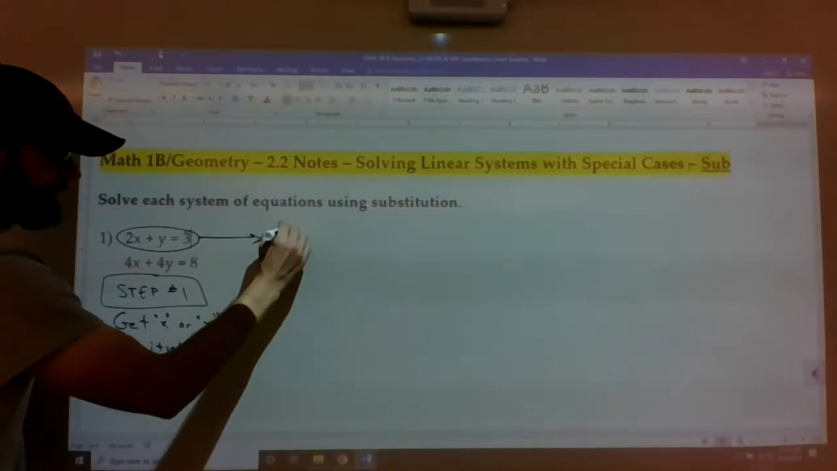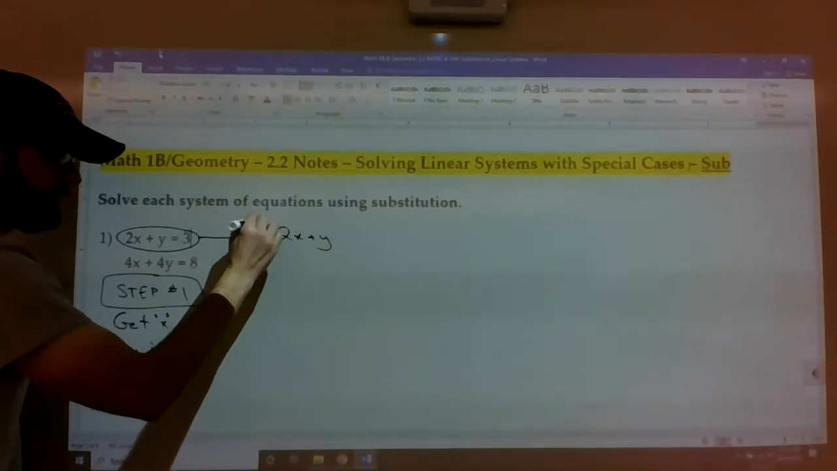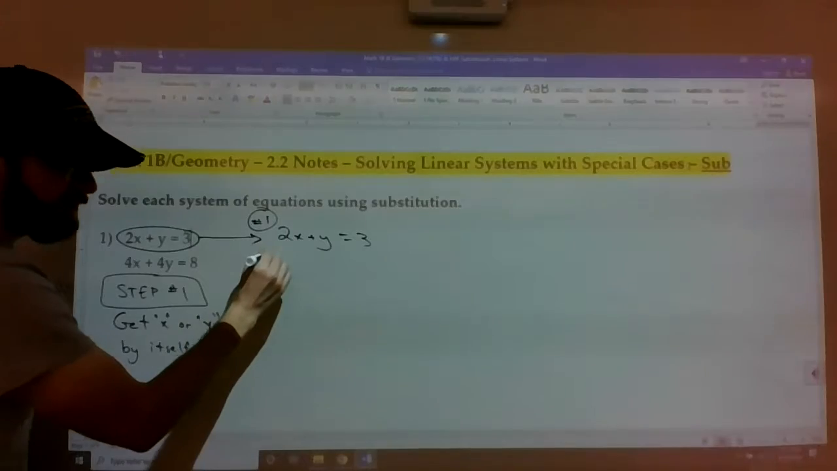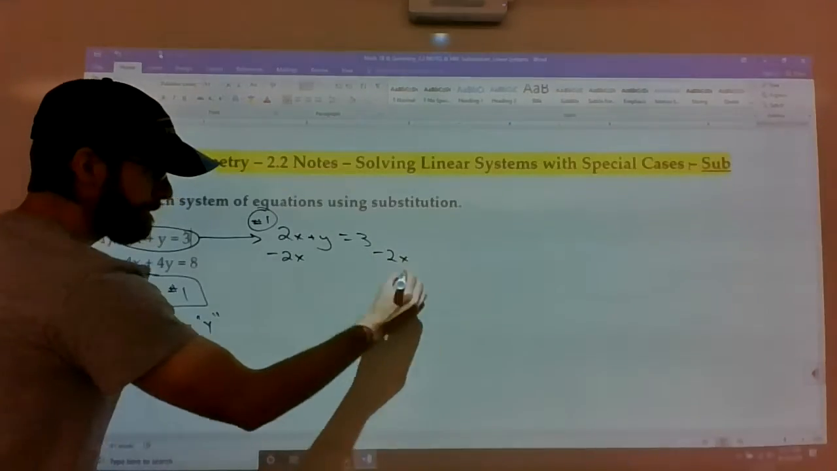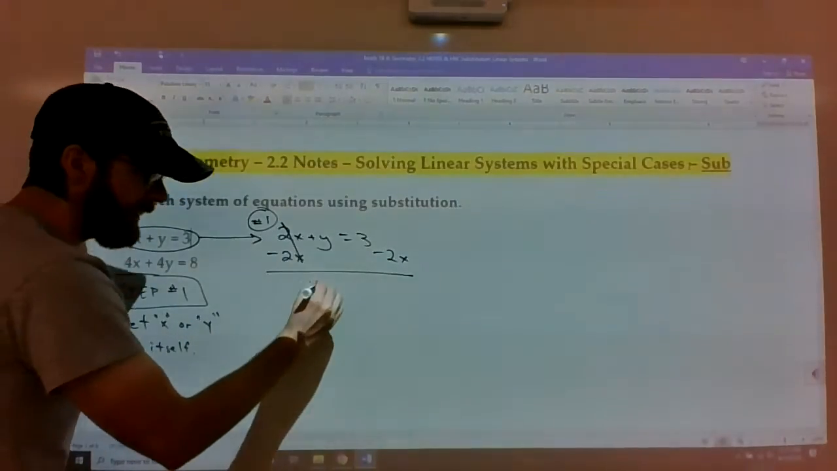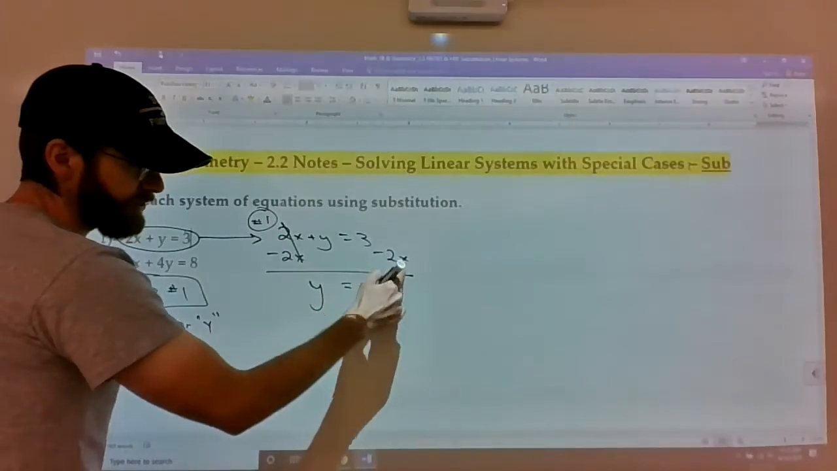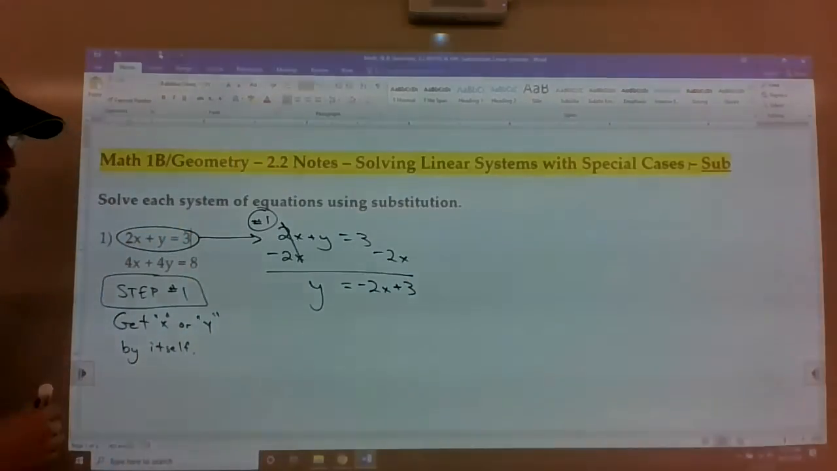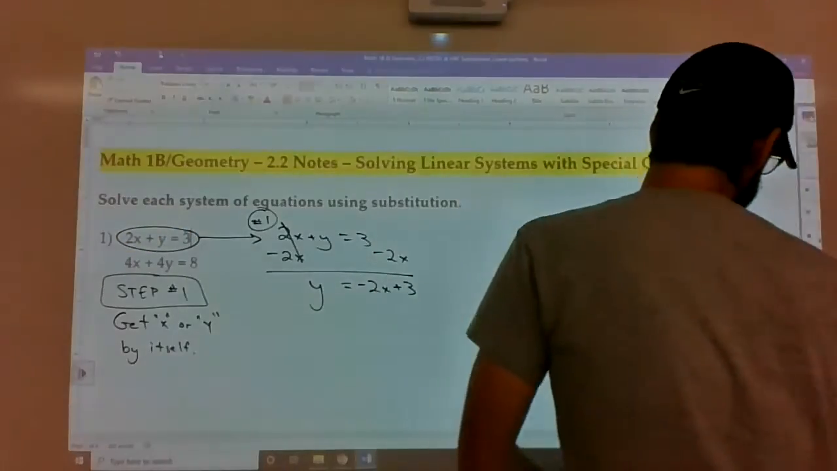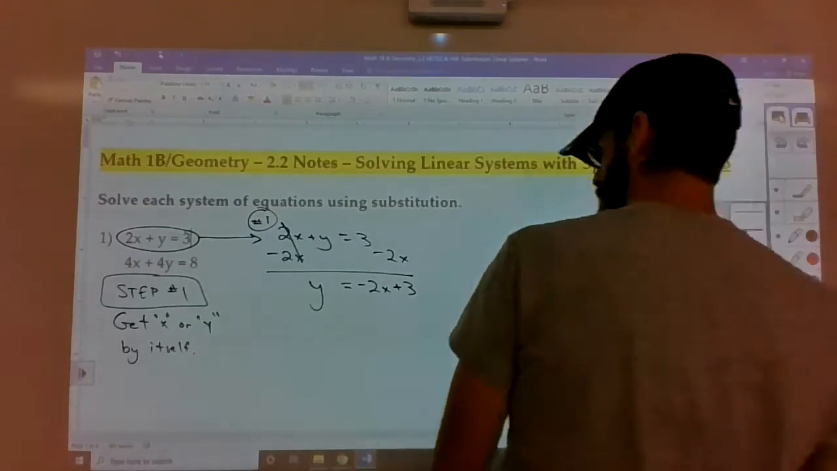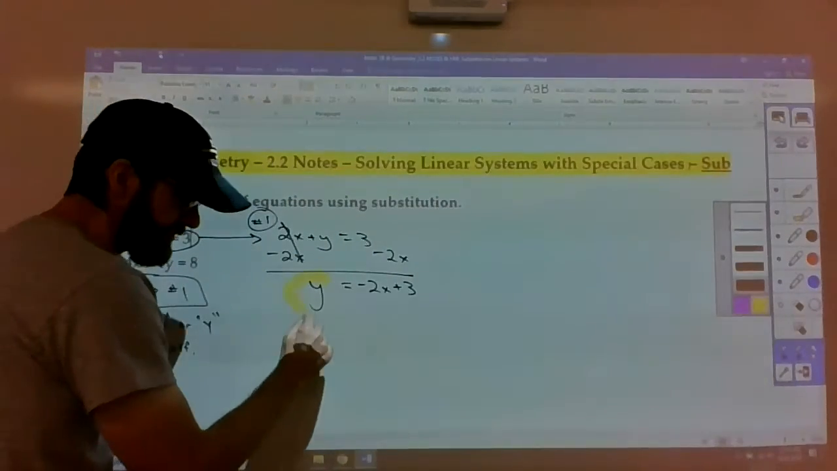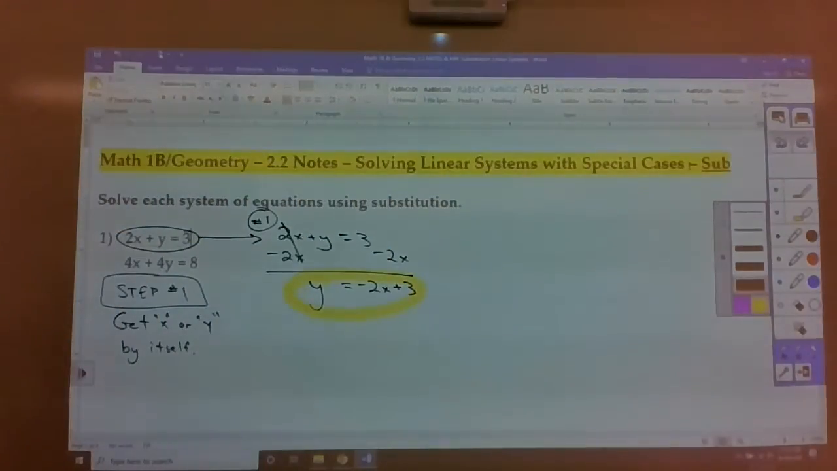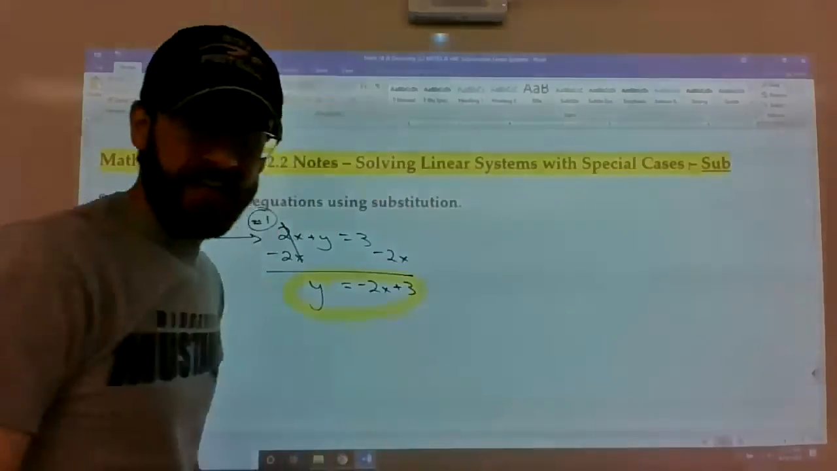So step 1, all you got to do is subtract 2x from both sides. 0 plus y equals 3 minus 2x, or negative 2x plus 3. Now this is an equation of interest. We really want to highlight that and keep it in mind, because it's going to be a key part of the next step.